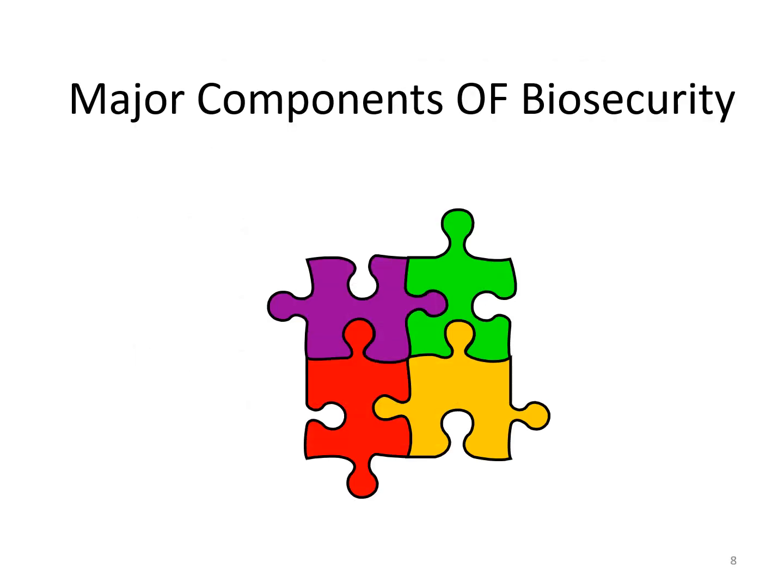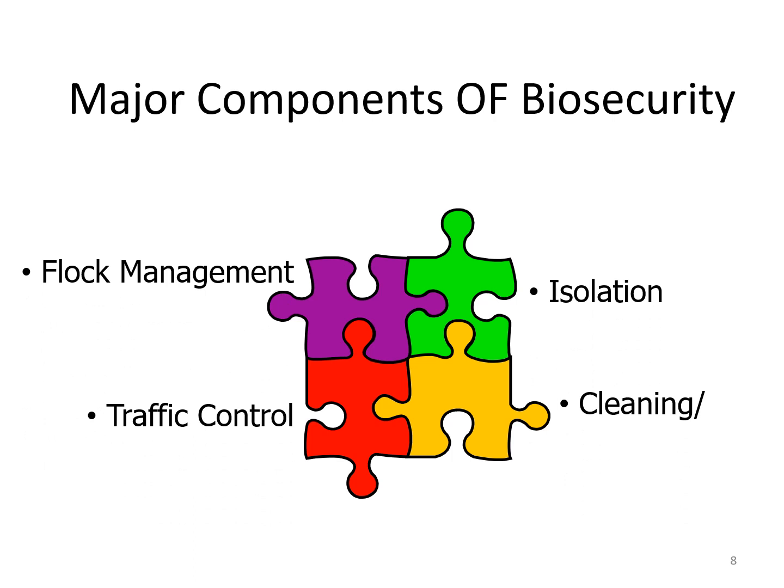Major components of biosecurity. Let's talk about the major components of biosecurity. On which factors does biosecurity depend? First of all, the very first one, flock management. Next is isolation, traffic control, and cleaning. These are the components of biosecurity.